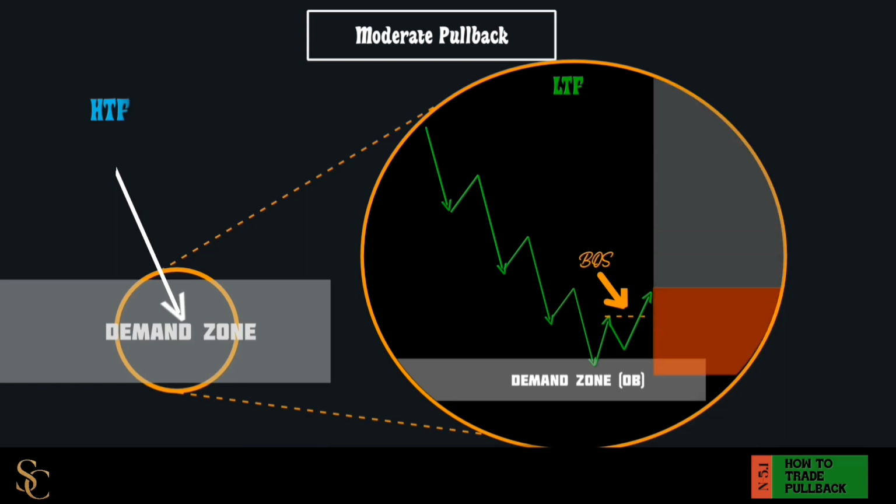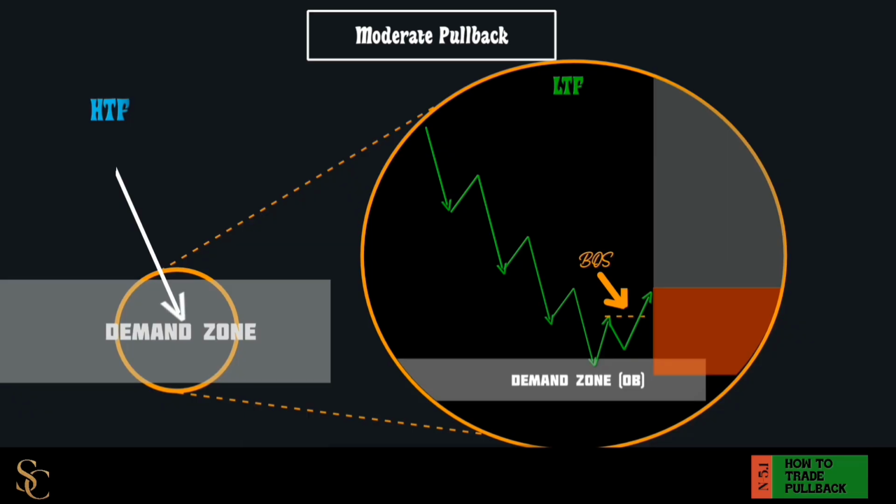Place your stop loss just beyond the swing low for long trades or the swing high for short trades. Take profit can be set at the next HTF structure or opposing demand supply zone. You may also scale in positions as price confirms continuation.